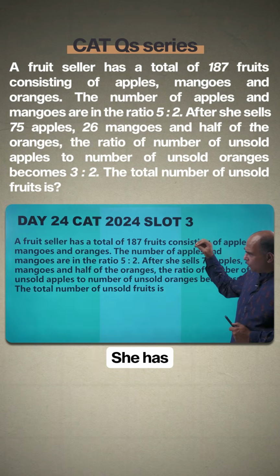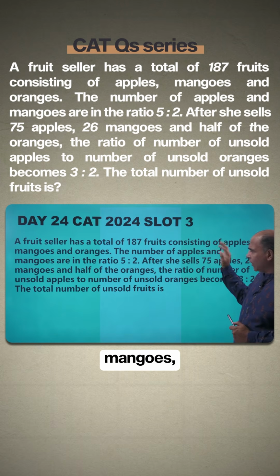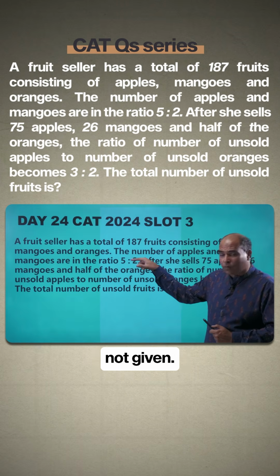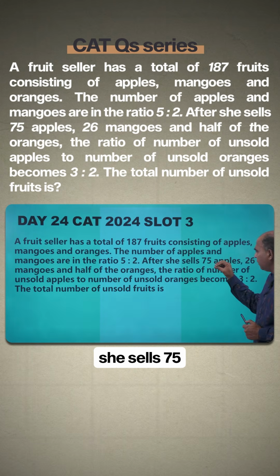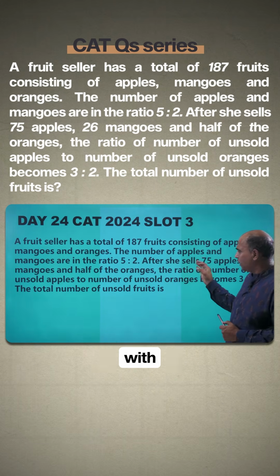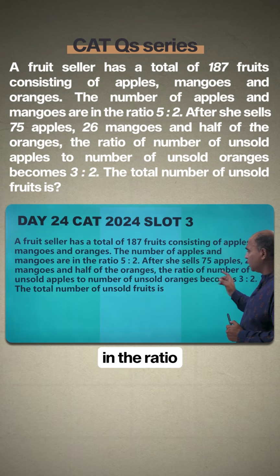There's a fruit seller. She has 187 fruits: mangoes, apples, and oranges. Apples and mangoes are in the ratio 5:2. Oranges is not given. And the other thing is that she sells 75 apples, 26 mangoes and half of the oranges. And then she's left with apples, mangoes, and oranges in the ratio 3:2.